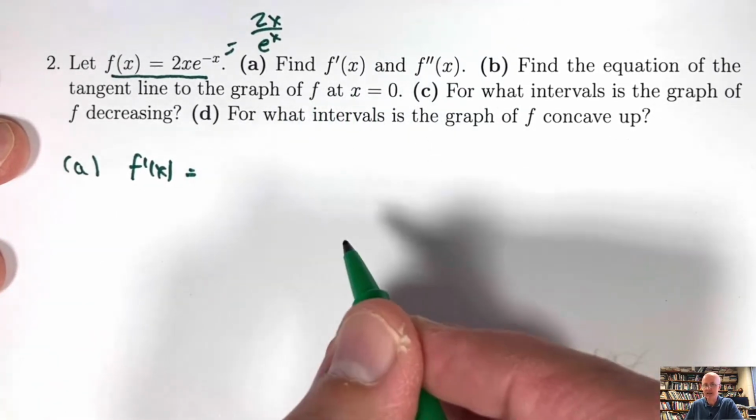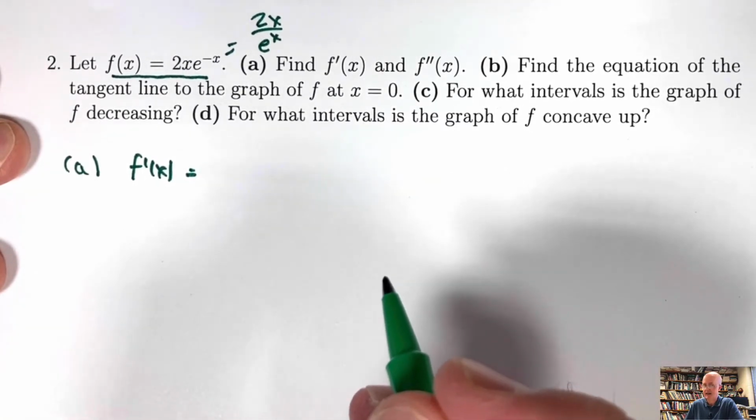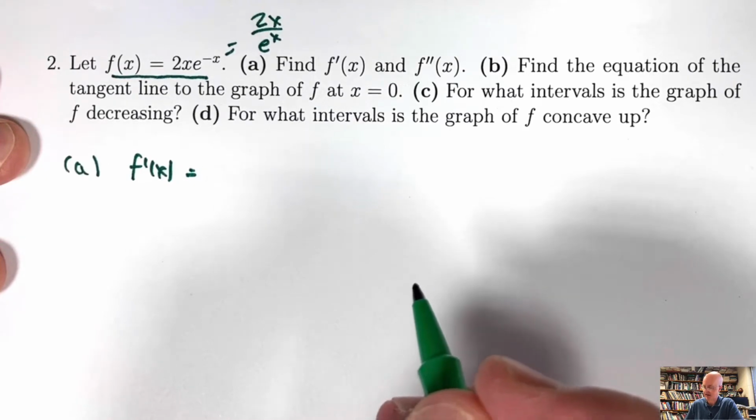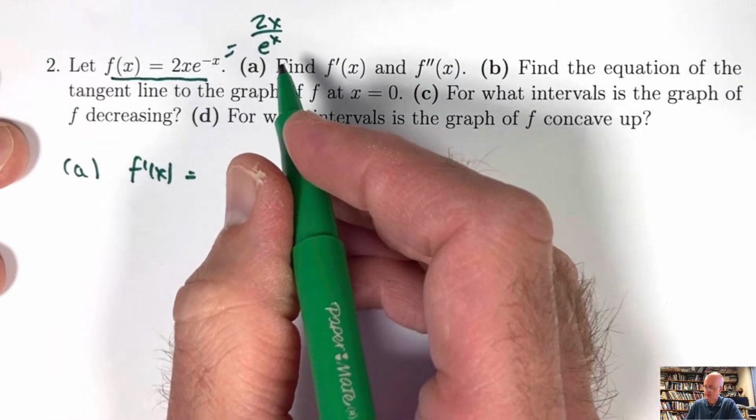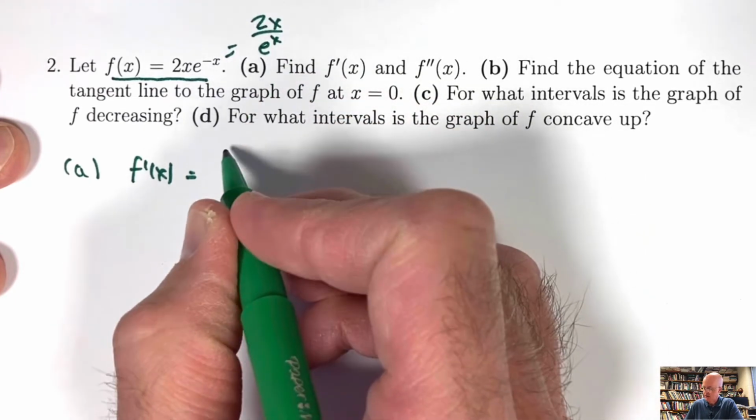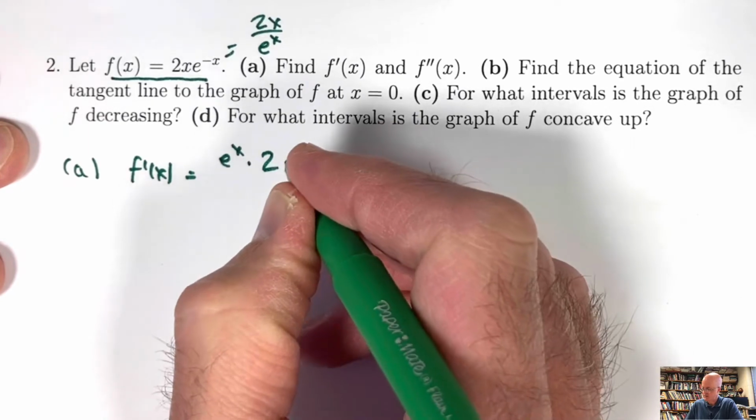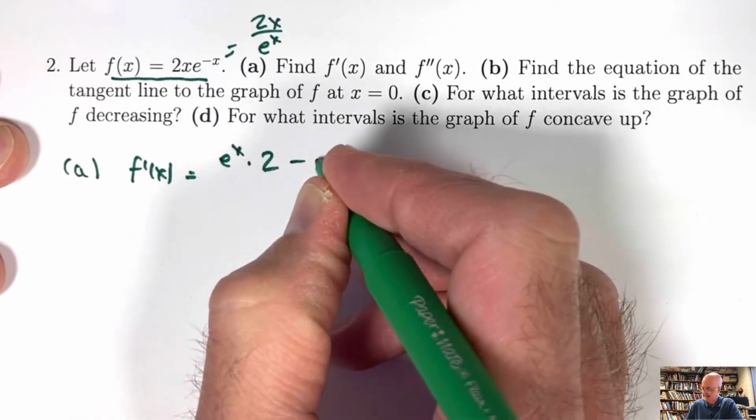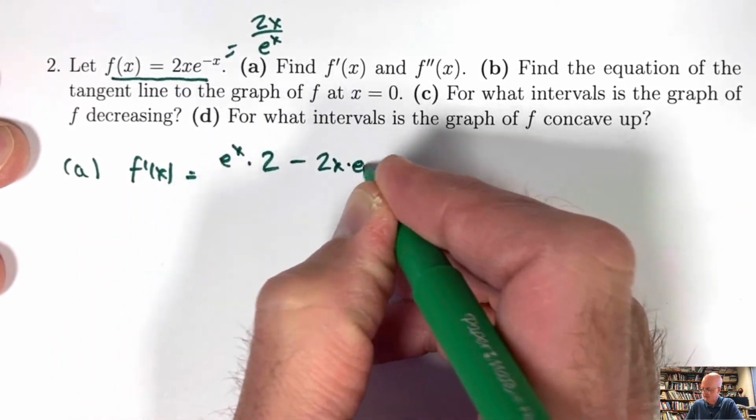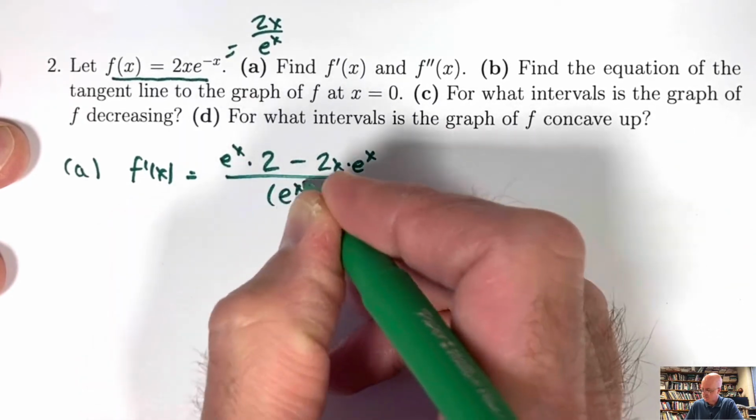But then when we find the second derivative, we'll use that fact once again that the derivative of e to the negative x is negative e to the negative x. So let's use the quotient rule here. The high function is 2x, the low function is e to the x. Low d high, you can never really get enough practice with the quotient rule. Low d high minus high d low, the derivative of e to the x is e to the x, over the square of what's below.